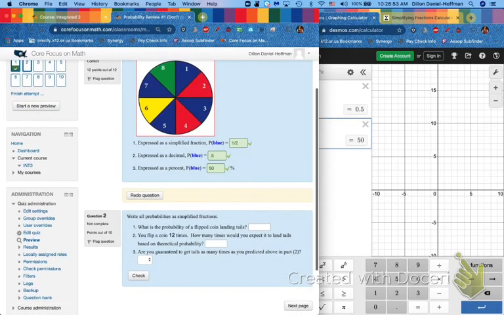Number 2, write all probabilities as simplified fractions. What is the probability of a flipped coin landing tails? Okay, there are 2 types of probability. There's theoretical probability and there's experimental probability. Theoretical is what's happening here because it doesn't give us the details of an experiment.